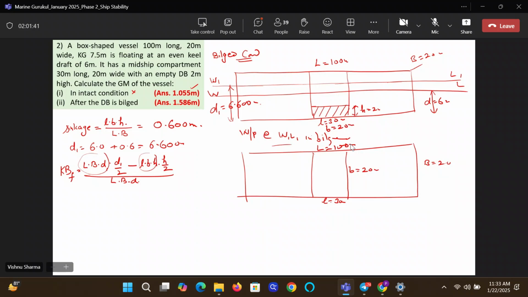Correct, beta? Yes or no? We just discussed 3.53. This will be 3.530: 100 into 20 into 6.6. I write like this only because the calculator has to do the job. Why should I waste my time in making them half or full? 20 into 2 into 2 by 2 upon 100 into 20 into 6. How much does it come? He says 3.530. Is that correct, guys?